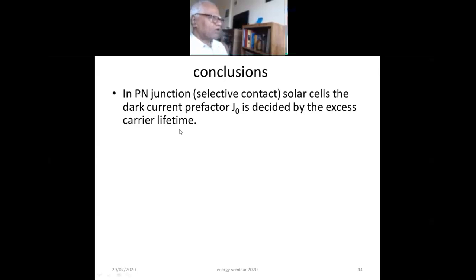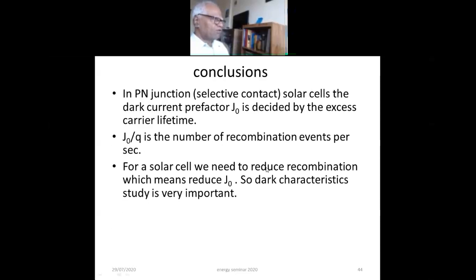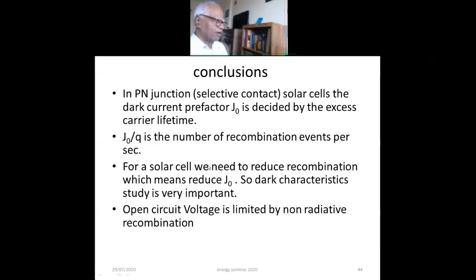Okay, so I conclude. In the PN junction, with selective contacts, that means you have HTL, ETL, the dark current is decided by the excess carrier lifetime, and the number of recombination events is just J naught by q. So we have to reduce recombination, which means reduce J naught. So dark characteristics are very important, and open circuit voltage is limited by non-radiative recombination. And for good current, you should have large mu tau.